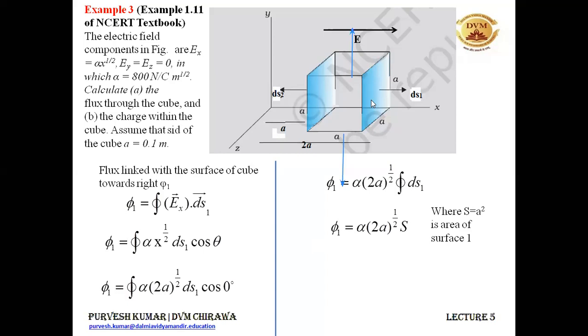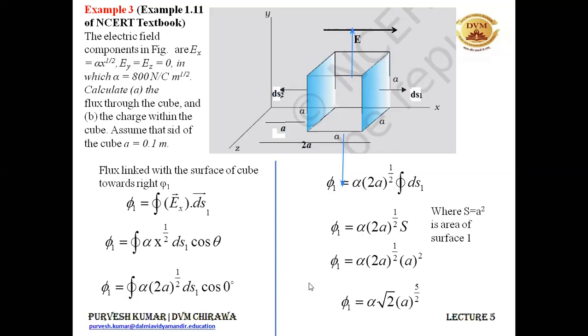We know this thing. The area of a square comes out to be side multiplied by side, that is a multiplied by a. So in place of this S, I can be writing a square. So phi 1 comes out to be alpha (2a)^(1/2) a square. And when you solve it out, this 2 to the power half can be written as root 2, and a to the power half multiplied by a square comes out to be a to the power 5 by 2. So you can be writing this as this.